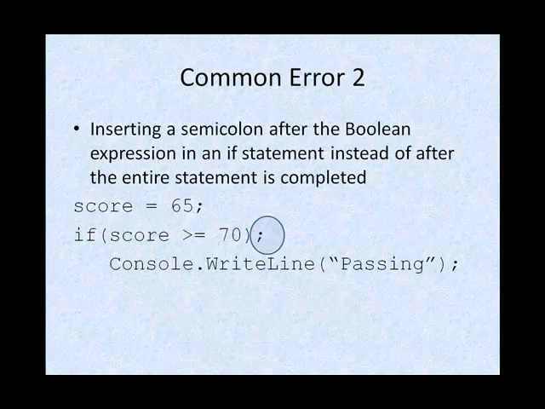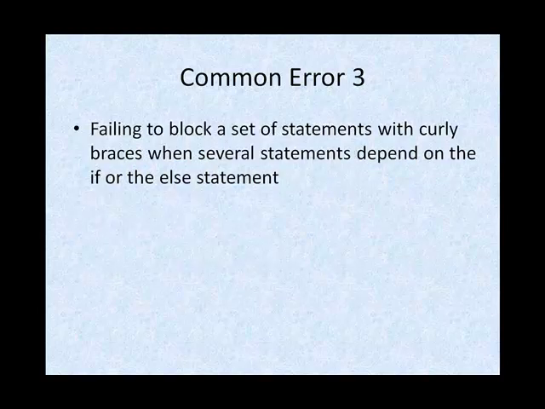Whether or not score is greater than or equal to 70, the statement ends there. The Console.WriteLine statement will execute no matter what score is. The space at the beginning of the line is deceptive. It looks like Console.WriteLine depends on the if statement, but it doesn't because of the extra semicolon.